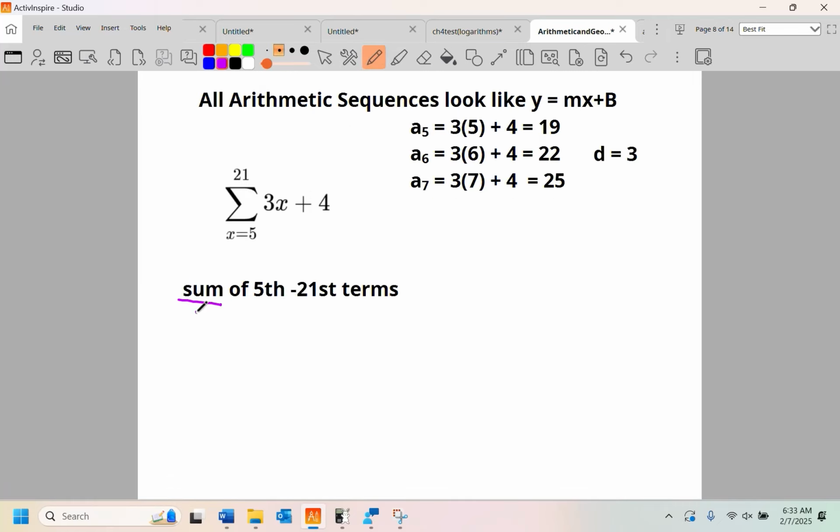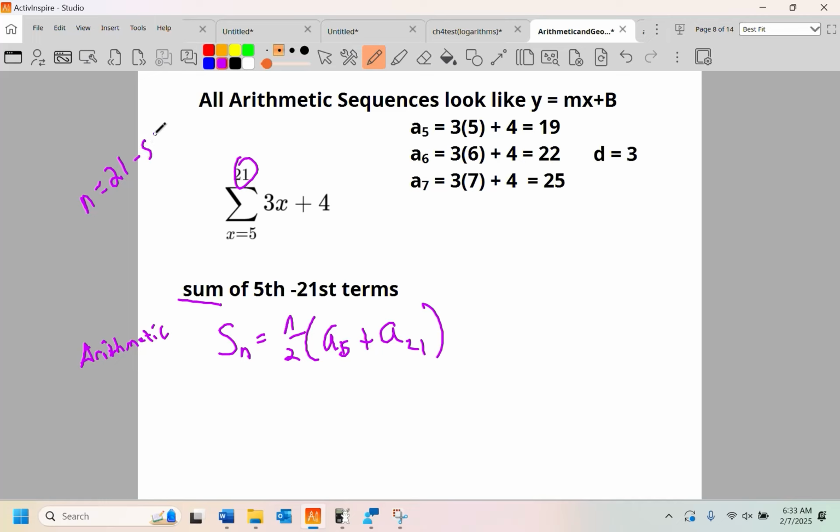Now I am wanting to find the sum for arithmetic. The sum of n things is n over 2 times the first, which in this case is a sub 5, plus the last, which is a sub 21. N is going to be the big number minus the small number, add 1. So that should be 17. So I'm finding the sum of 17 things, and it's a 17 over 2.